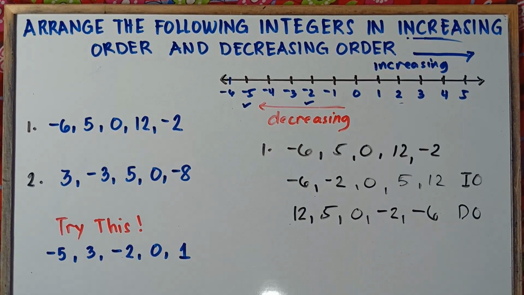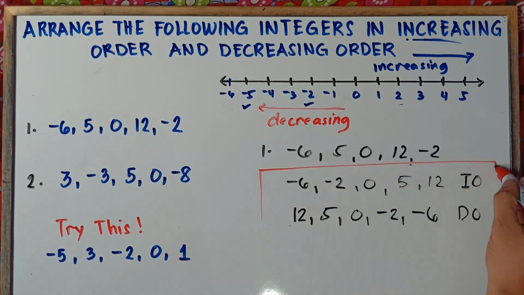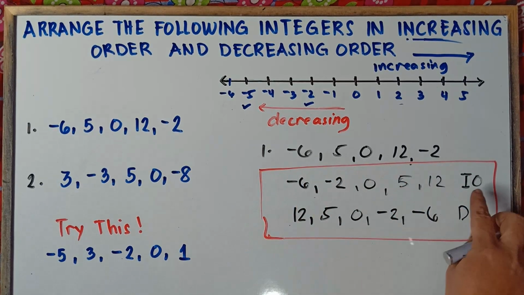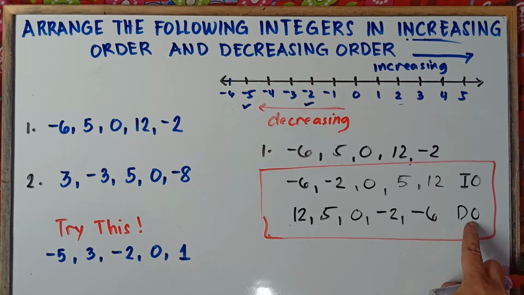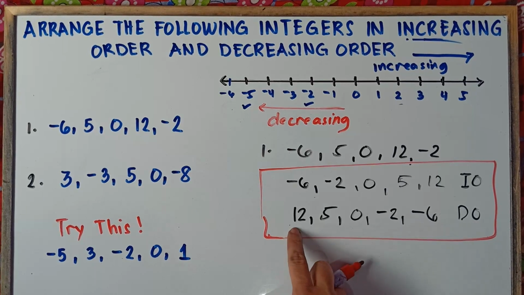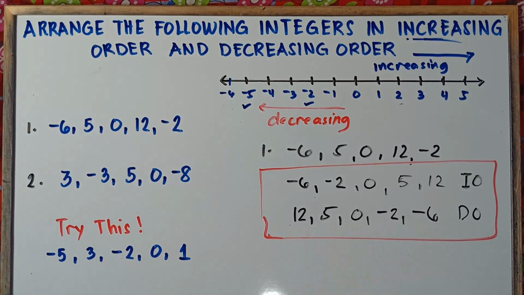You're all set, class, for example number 1. Easy as that. For number 1, this will be our answer. Increasing order would be negative 6, negative 2, 0, 5, 12. Decreasing order, that would be greatest to least: 12, 5, 0, negative 2, and then negative 6.